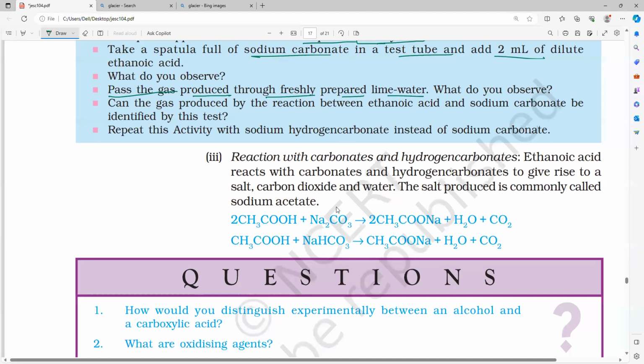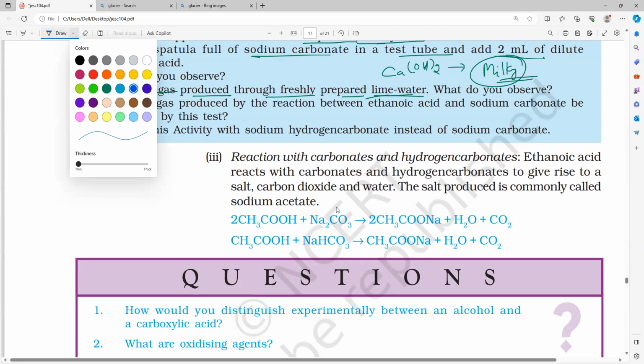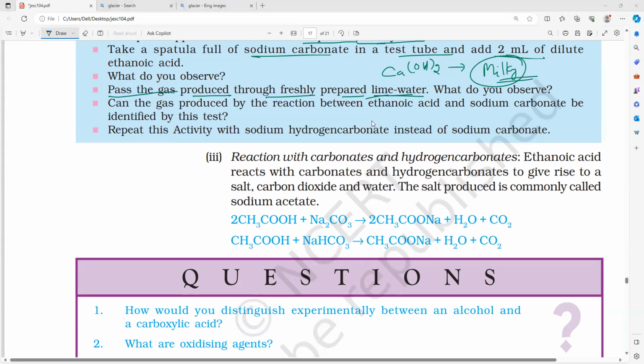That gas will pass through the lime water. Lime water means calcium hydroxide. So which will turn into what? This is the carbon dioxide test. It will turn milky. Milky means it is indicating what gas? If you pass that gas through calcium hydroxide and it turns milky, that gas is carbon dioxide. So that is the reaction with carbonates and hydrogen carbonates. Ethanoic acid reacts with carbonates and hydrogen carbonates to give a salt plus carbon dioxide and water.